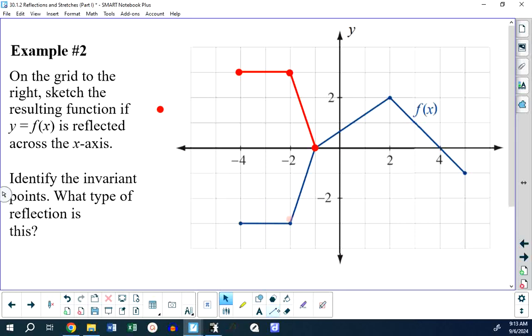I did this one, this one, this one, and this one. This is 2 above. It needs to reflect 2 below because it's a vertical reflection. And finally, this point is 1 below. It should go 1 above.